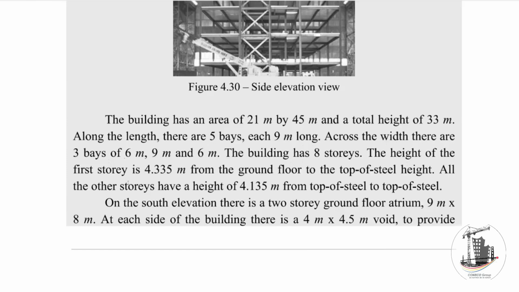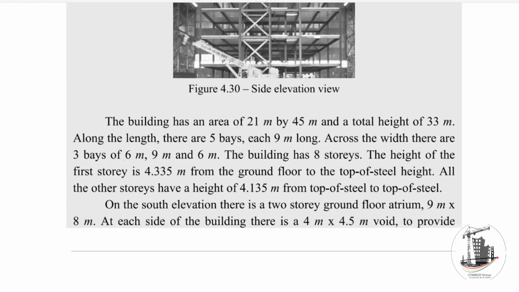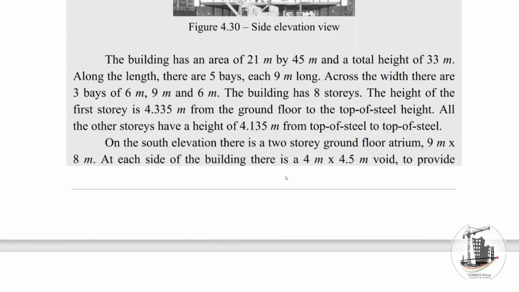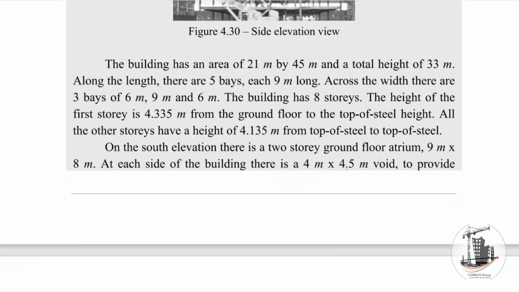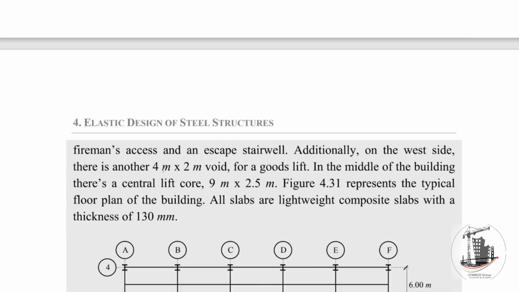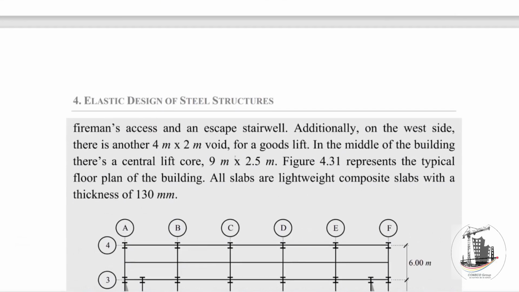The height of the first story is 4.335 from the ground floor to the top of steel height, and all the remaining stories have the height of 4.135 from top to top. Over the south elevation there is a 2-story ground floor atrium, 9 meters times 8, and on each side of the building there is a 4 meter times 4 void to provide fireman access and escape stairways.